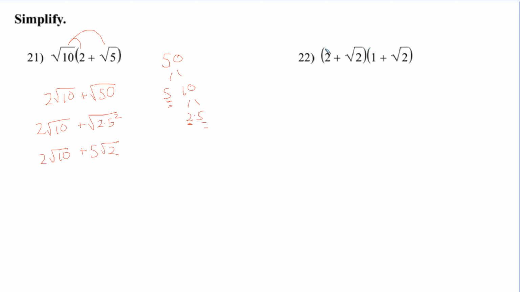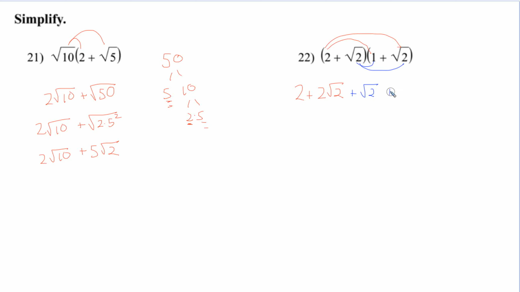Here we can apply FOIL: first, outer, inner, last. So we want to multiply 2 times 1, which is 2. And then we'll go 2 times root 2, which is just 2 root 2. Can't put those together. And now, just so we can see it, we'll multiply this. Root 2 times 1 is just root 2. And then root 2 times root 2, there's a couple different ways you can think of this, but a square root times itself is just the number that's under there, so it's 2.